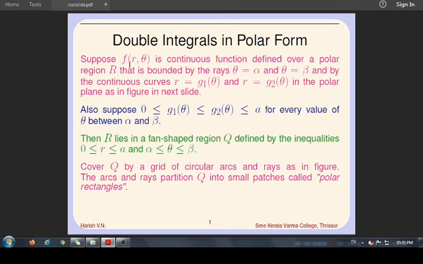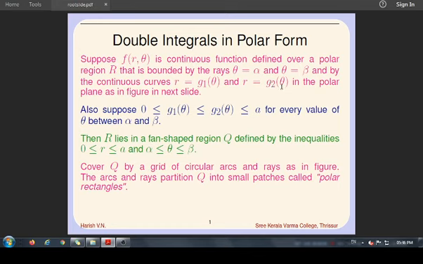So suppose f of r comma theta is a continuous function defined over a polar region R. So how does R look like? So R is like this. It is bounded by two rays, theta equal to alpha and theta equal to beta, and by two continuous curves, r equal to g1 of theta and r equal to g2 of theta.